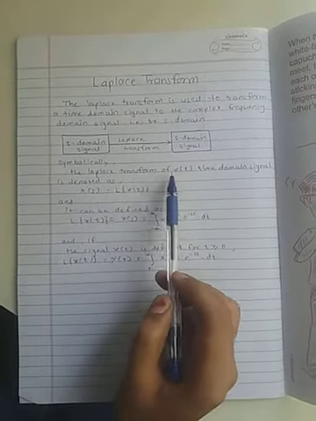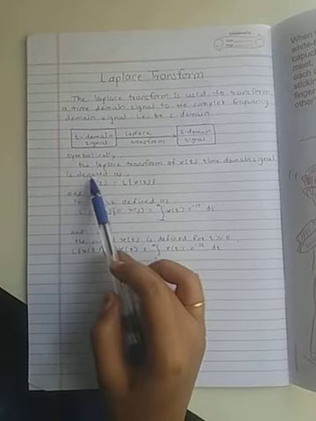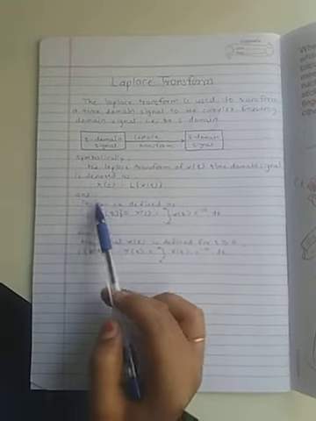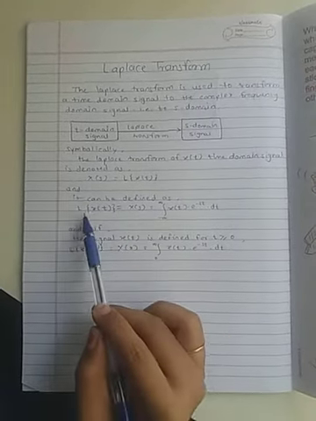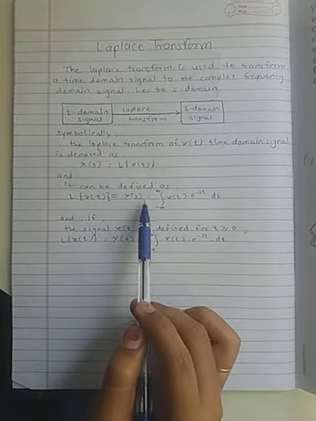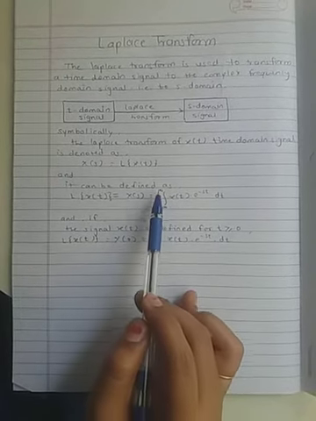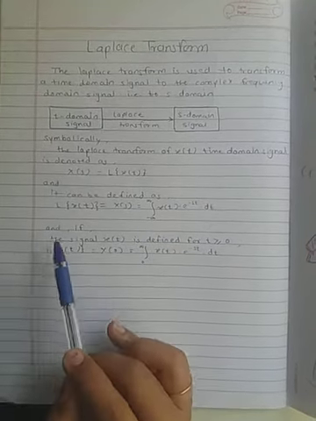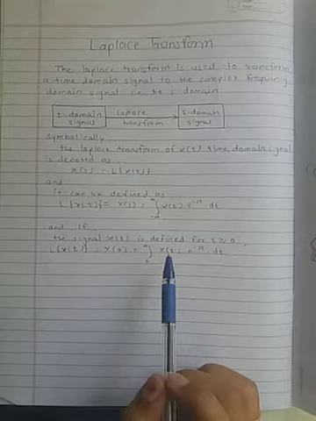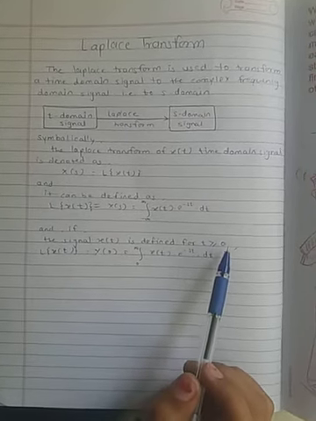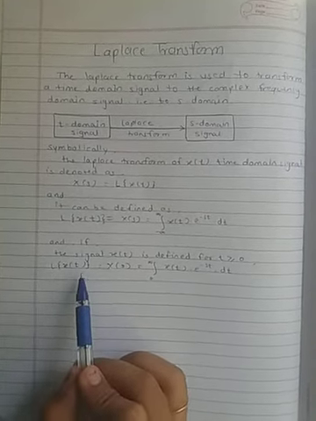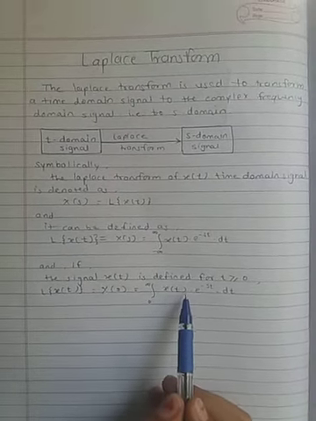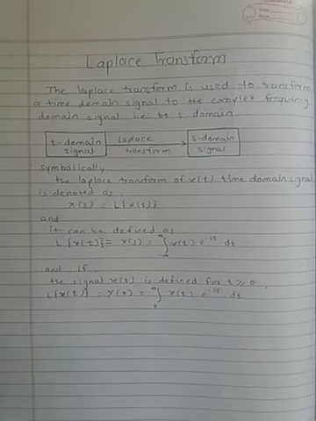Symbolically, the Laplace transform of x of t time domain signal is denoted as capital X of s, equals Laplace of x of t, and it can be defined as X of s equals integration from minus infinity to infinity of x of t e raised to minus st dt. And if the signal x of t is defined for the region t greater than or equal to 0, then X of s equals integration from 0 to infinity of x of t into e raised to minus st dt.